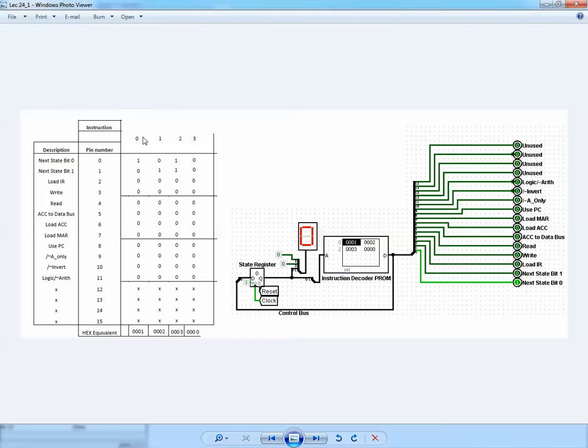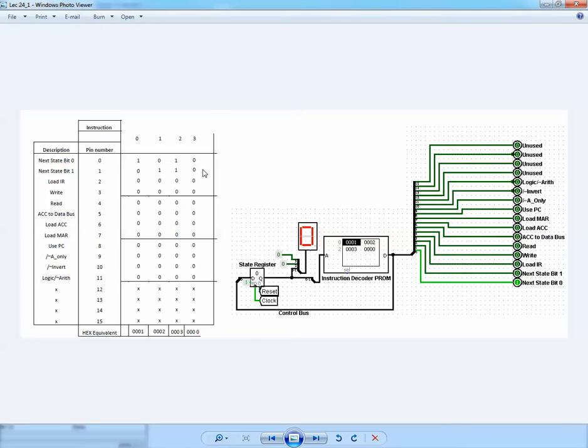This is the state diagram table. Forget about the rest. These are the 16 bits, which are these outputs. We care right now about these two, which are next state bit 0 and next state bit 1. When we are in state 0, we assign 0, 1. When we are in state 1, the output of this instruction decoder will be 1, 0. And when we are in state 2, which means that this register has an output of 2, which is 1, 0 in binary, then the output of this ROM will be 1, 1, and so on.